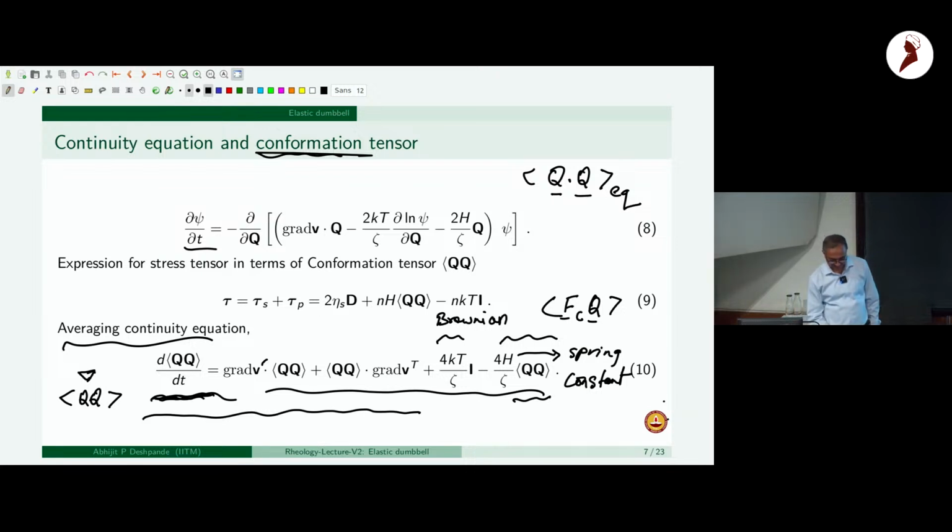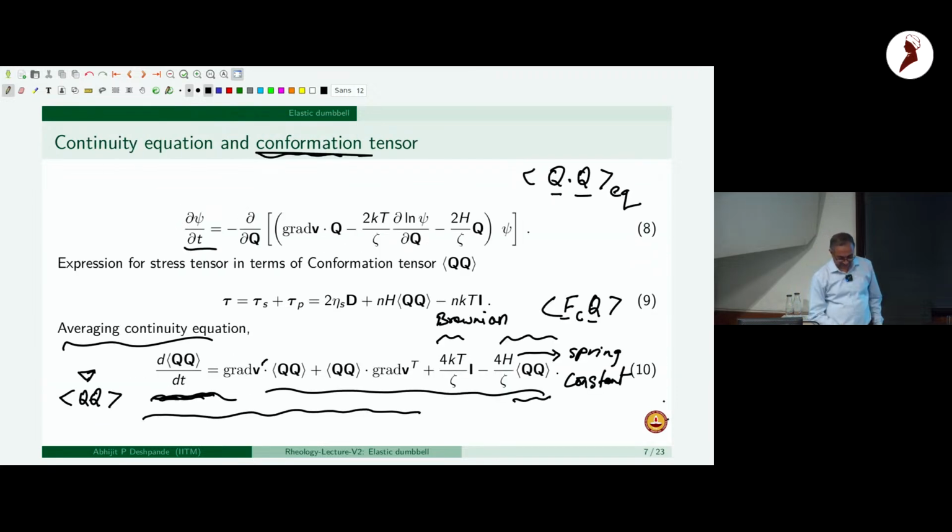So what we will see is this 4H by zeta is the relaxation time of this particular system. So the relaxation time depends on how rigid or flexible the spring is and what's the dissipative friction being exchanged between the polymer chain and the solvent.